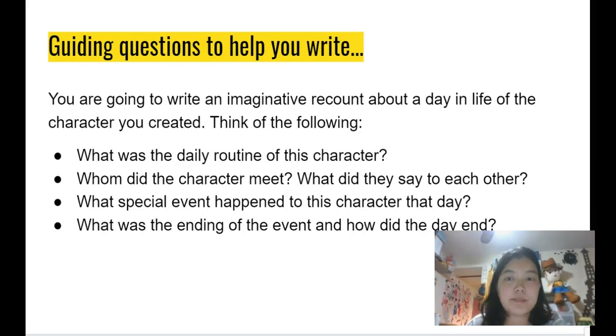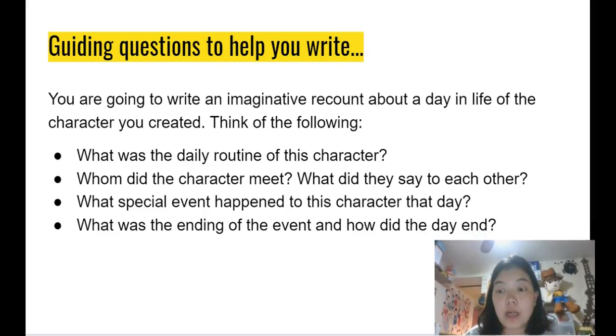Okay. So at last, we have given you some guiding questions, hoping to help you write the imaginative recount. Remember, you complete your character profile, and then you can think about these questions. For example, you can think about the daily routine of this character, and then you can think about whom the character met and what they said to each other. You can also think about any special event that happened to that character that day. And also you can think of how the story should end. What happened at the end of the day? How did this day end? So you can think about these guiding questions.